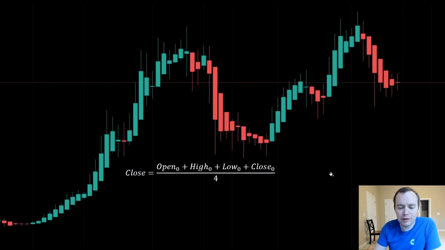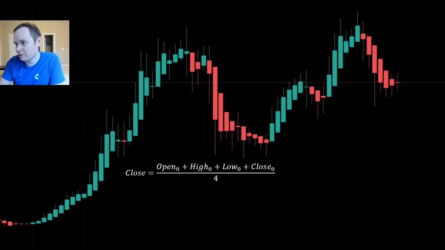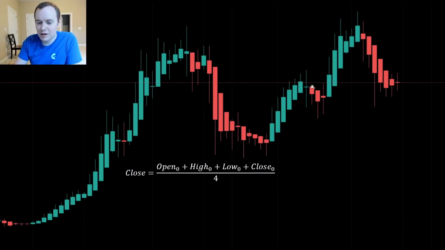So if we look at the formulas, which I was told that my face covered up some of the formulas, so I'm going to move it up here. We can just quickly see that the close is equal to the open of the current period plus high of the current period plus low of the current period plus close of the current period, divided by 4. So it's just the average of those 4. The open is an average of the open from the last period and the close from the last period. So it's just those two added together divided by 2.